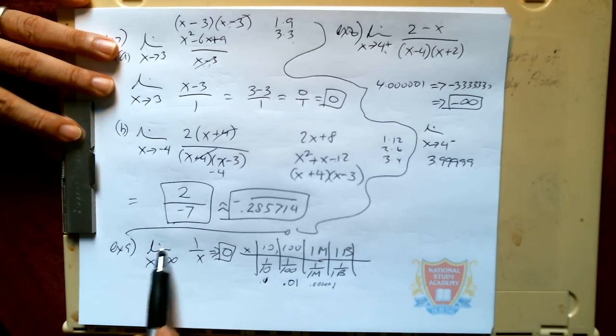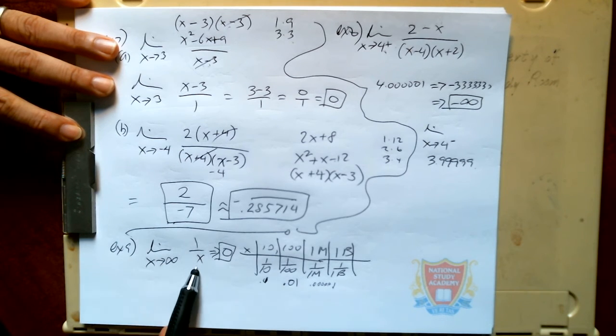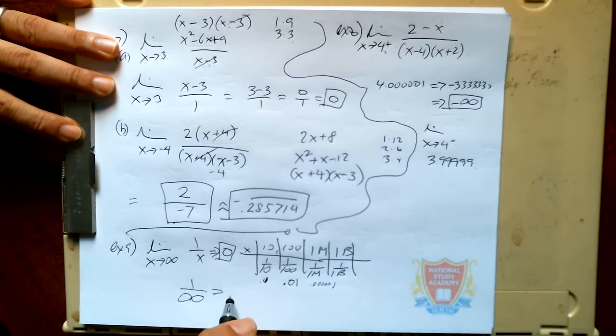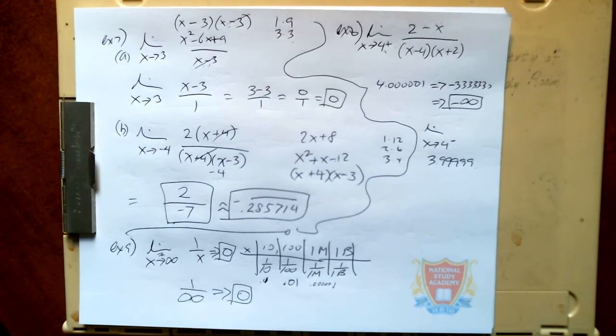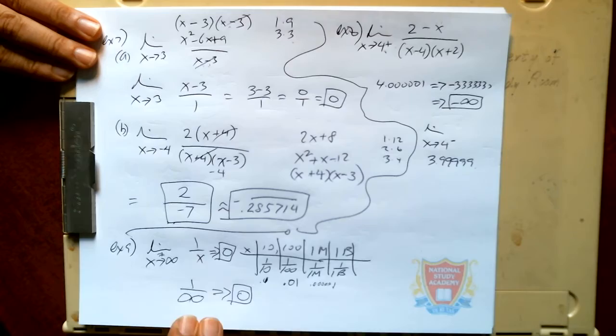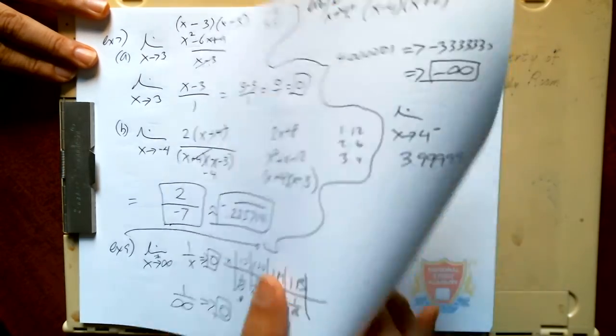So make sure you get this concept down. Limit as x approaches infinity of this number right here. This number is pretty important because it's in the denominator. 1 over infinity approaches zero. Okay? In fact, it goes to zero from both directions, whether it's plus or minus. All right? So armed with this information, let's do example number 10.